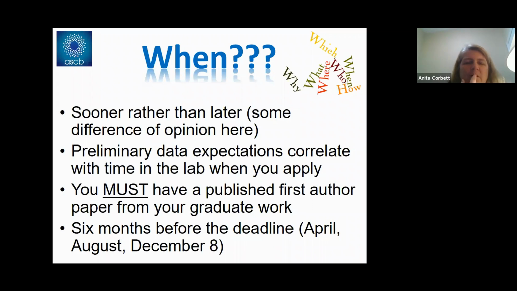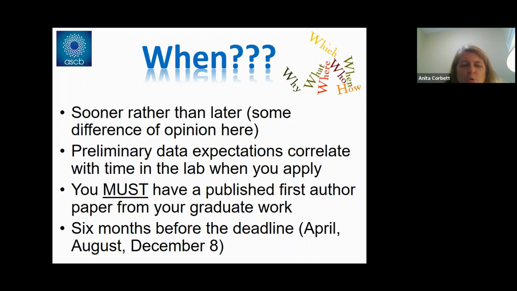I will say that preliminary data expectations do tend to correlate with the time in the lab when you apply. So reviewers notice this, right? They notice if you started in the lab in September and you've submitted this grant in December, they realize you haven't had a lot of time. But if you've been in the lab a year and a half and you submit a grant without a lot of preliminary data, they're also going to notice that.